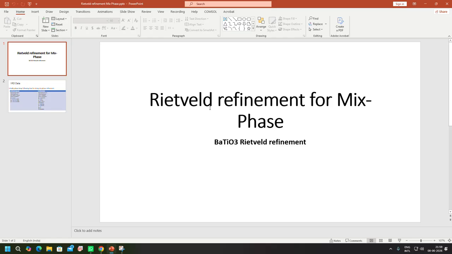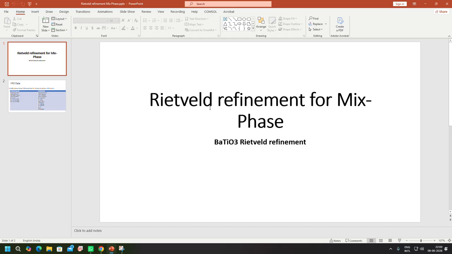As we are all very much aware, barium titanate exhibits two major crystal structures: tetragonal below room temperature up to 120 degrees centigrade, and above 120 degrees centigrade it transforms to cubic. Another important thing is that barium titanate also exhibits both phases at room temperature, depending on the experimental condition. So here I will show you how to do the Rietveld refinement for mixed phase of barium titanate.